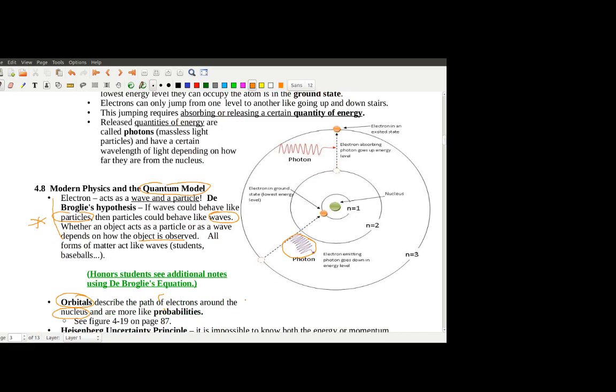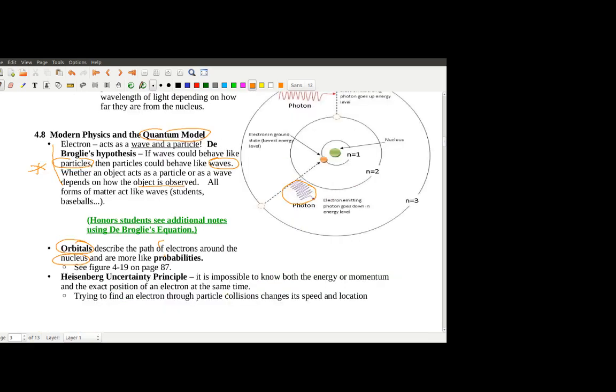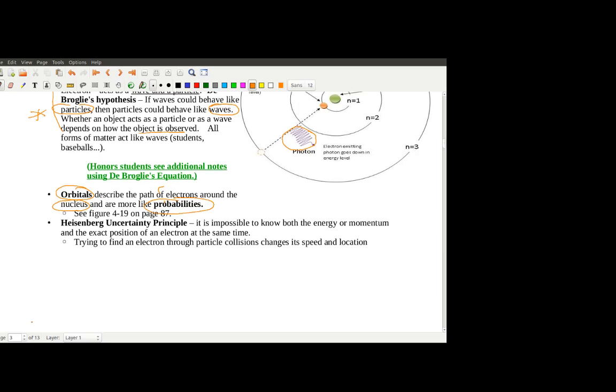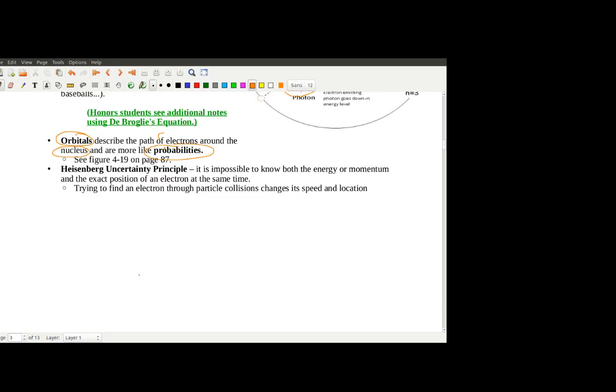The quantum model is the most modern model, but we use Bohr's model a lot. I'm going to show you some more pictures of those two, and there are some more pictures in the addendum to these notes. But orbitals act like probabilities. And then we have something called the Heisenberg uncertainty principle. It is impossible to know both the energy or momentum and the exact position of an electron at the same time. When you try to figure out where an electron is, you hit it with something. Well, when you hit it, you've changed the direction it was going and you changed its speed. So you can't know both. This is the Heisenberg uncertainty principle.